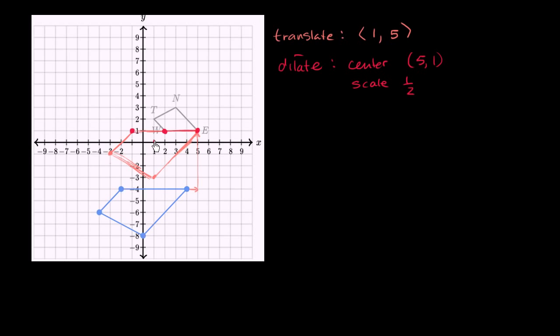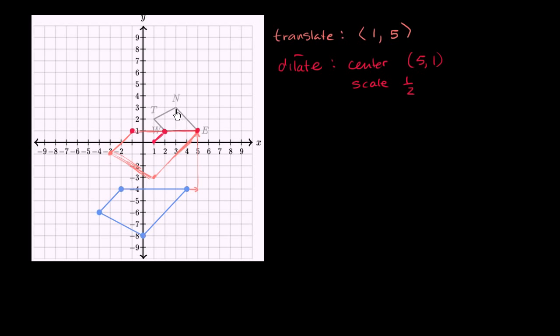Let me make it clear. In the x direction, it's at -3 relative to 5. So it's 8 away. So now it's only going to be 4 away after a scale of 1/2. In the y direction, it's 2 away. So now it's only going to be 1 away. So that point is going to go right over there.